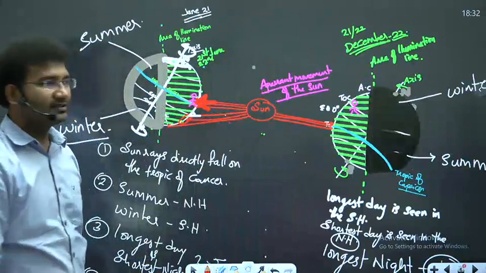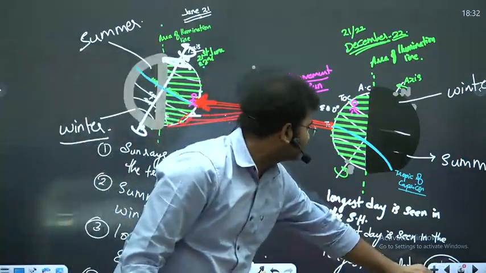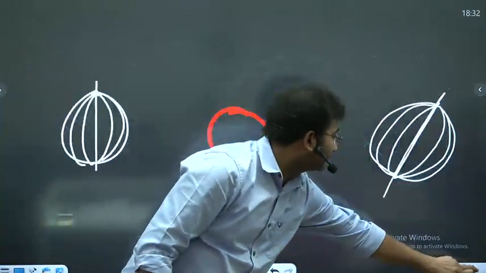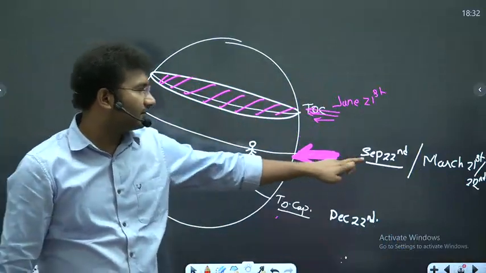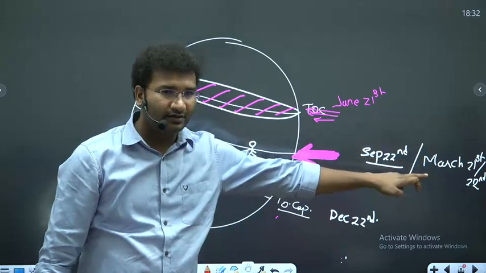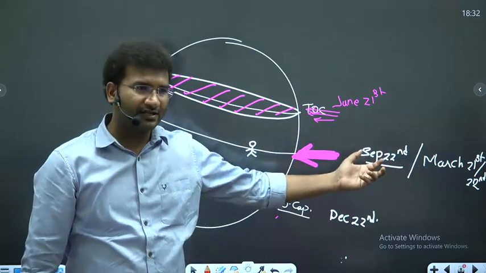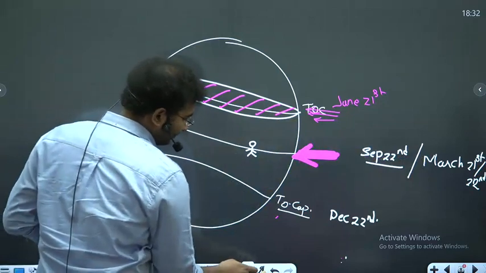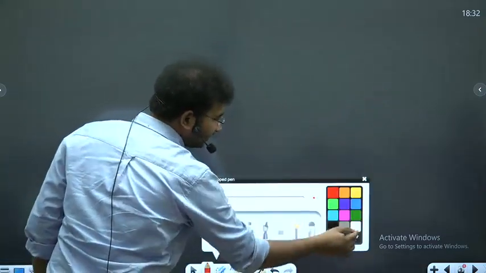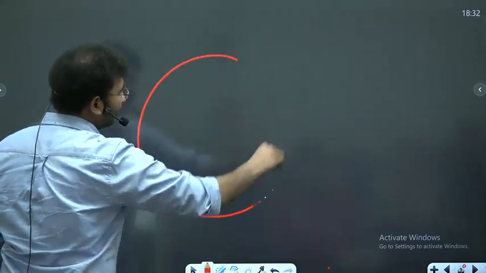Now let's come to the two other positions, apart from the month of June. Just a minute. So now we'll try to understand the positions of September 22nd and March 22nd. Right? These are the times when the sun rays directly fall on the equator. When sun rays directly fall on the equator, you will see equal length of day and equal length of night.